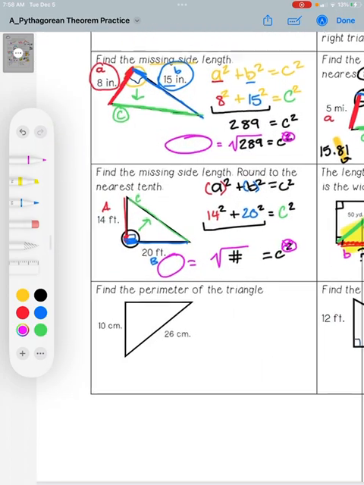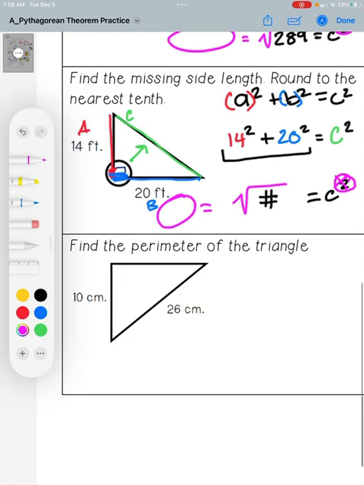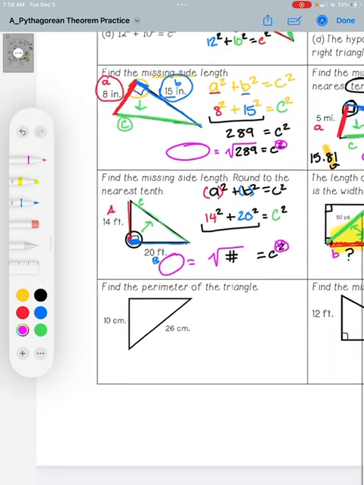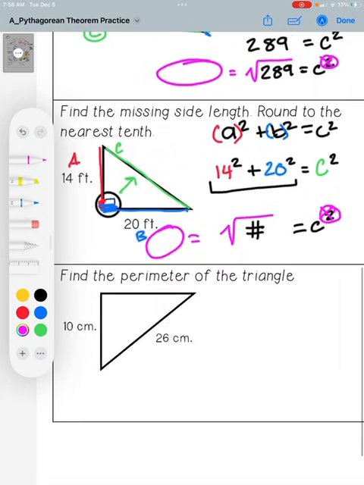Okay, next we want to find the perimeter of the triangle. Okay, so I will help you guys with a few things. Again, the right angle should be labeled on your papers and on Schoology. If it's not, I sincerely apologize. Now we want to find the perimeter of the triangle.